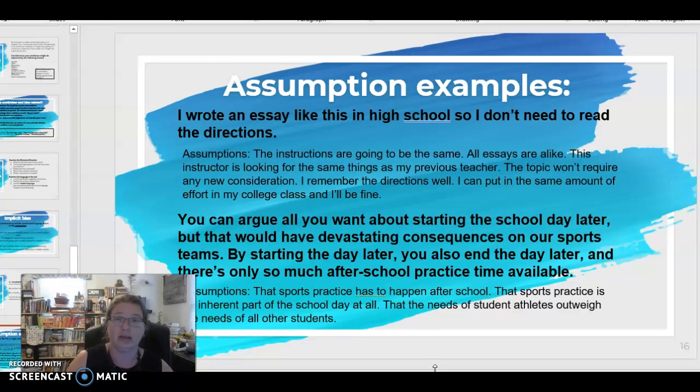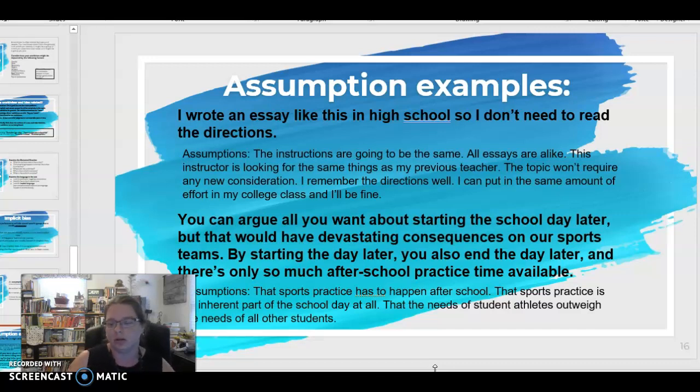You know, that's a big assumption. That may not be true. You may not really remember how to do it. And also it assumes that the same amount of work in high school is going to help you be successful in college, which is also perhaps not true. So be careful with statements like this one that are built on assumptions.